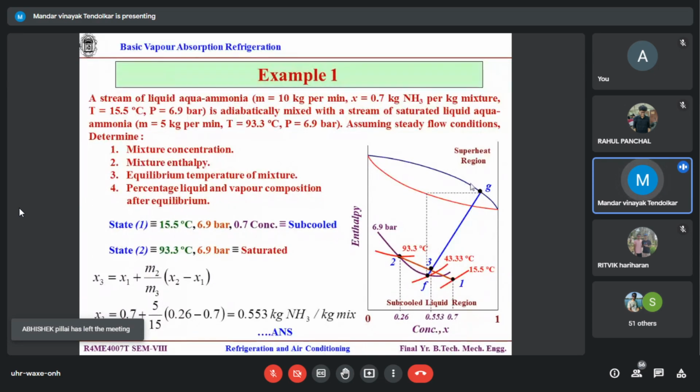Hello, online people, are you getting it? Any difficulty? Anyone got the answer? Yes, sir. Cross check the temperature. I have given you the answer, 43.33 degrees Celsius. You can see it over here. Yes, sir, it is matching.